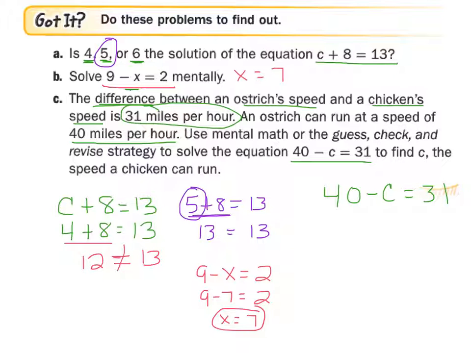In my head, I'm thinking 31 plus what gives me that 40, or I could take 40 and subtract the 31. And I already know this one. I know it's 9. I know 40 minus 9 is equal to 31, because I could do that math, and I get 31 is equal to 31. So the chicken speed was 9 miles per hour.